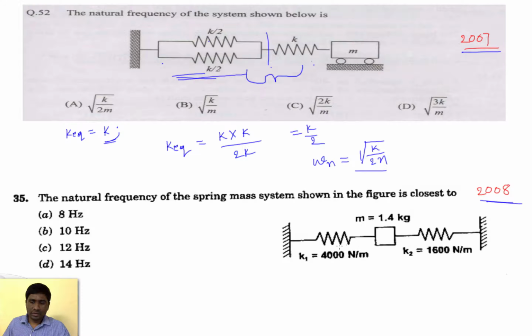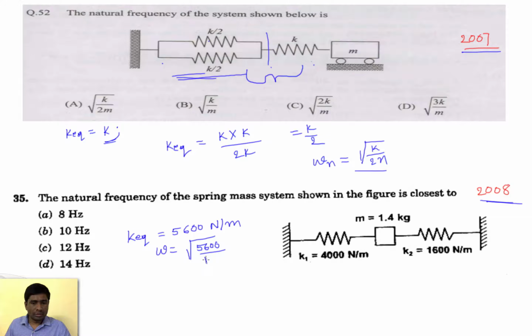The same type of problem we have seen in the previous case. So this is nothing but a parallel connection. What we need to find out is k equivalent. The k equivalent in a parallel connection is k1 plus k2, which equals 5600 Newton per meter, by adding these two. And what is omega? Omega equals the square root of k equivalent by m.